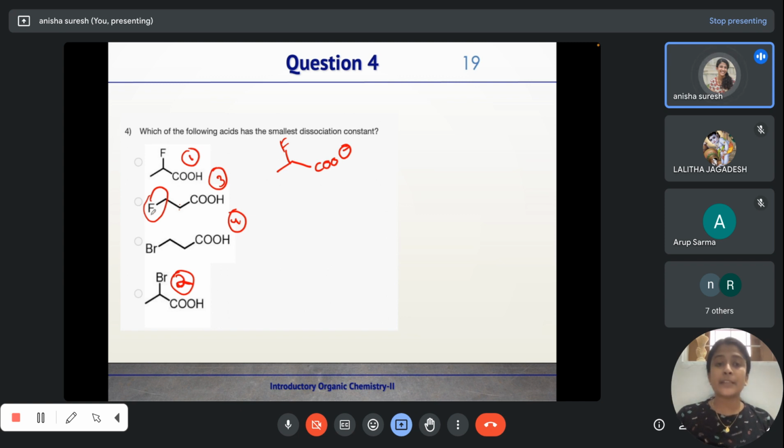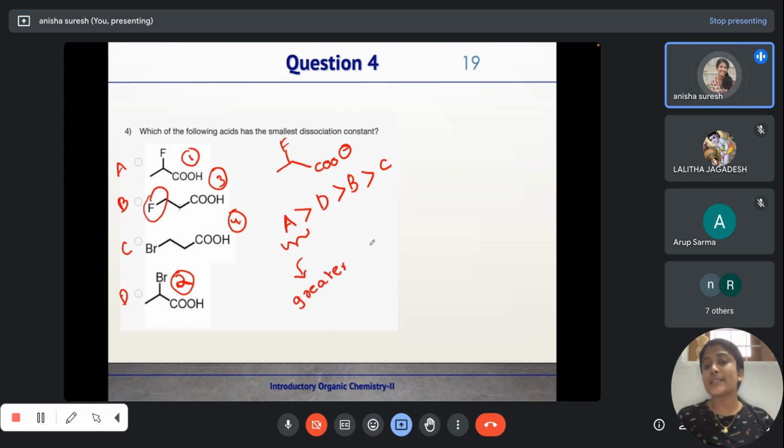So this will have third position in case of acidity, and this will have fourth position. If you are asked to arrange in the order of acidity, it will be A greater than D, greater than B, greater than C. So we have seen A is the stronger acid, so it will have the greater dissociation constant. A stronger acid will have a greater dissociation constant.